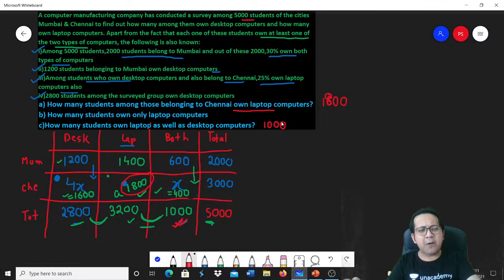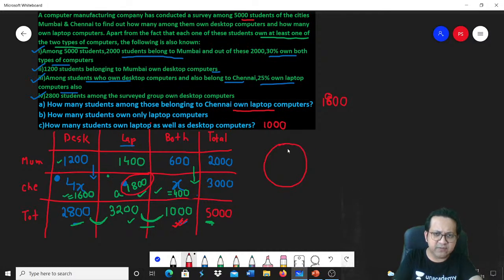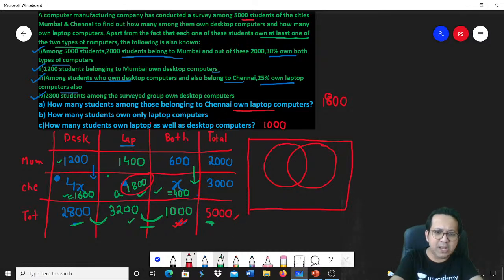Second one: how many students own only laptops? Let's draw the diagram if it is not clear to you. So let's look at the last row. Total number of students is 5000. Desktop was 2800. Laptops was 3200, from the last row.